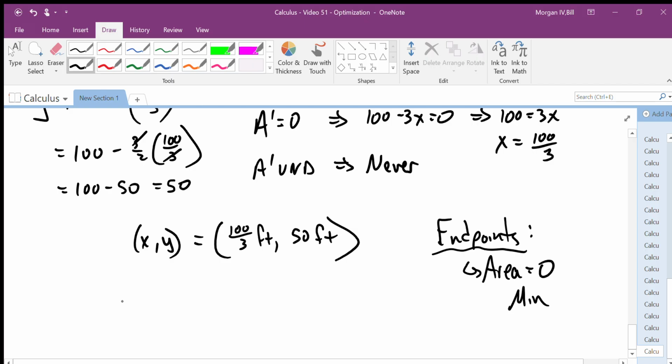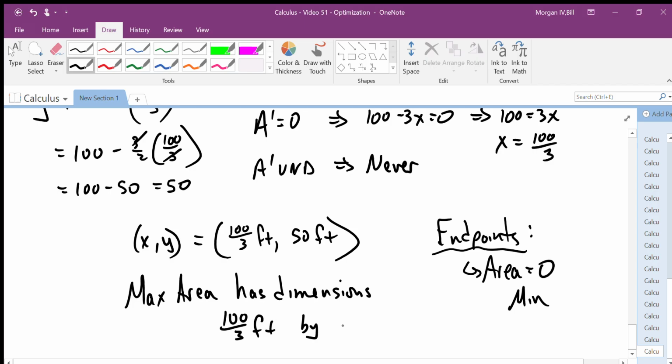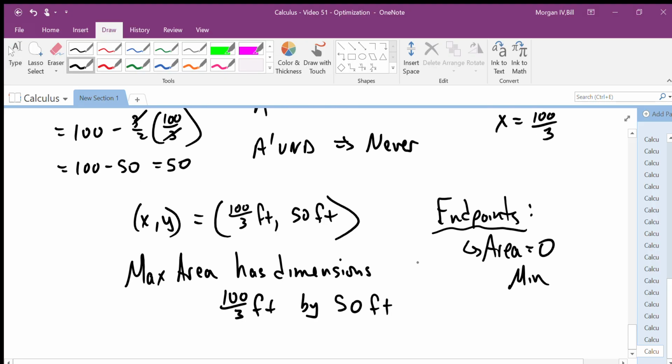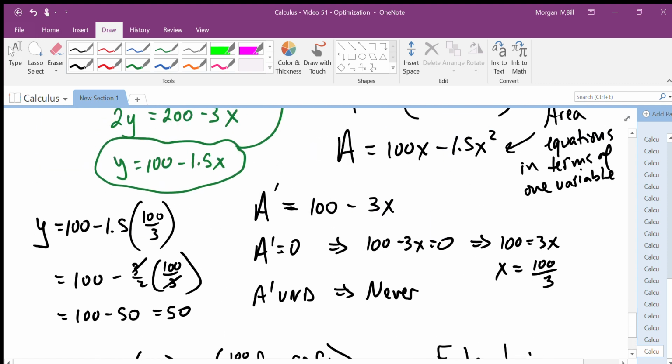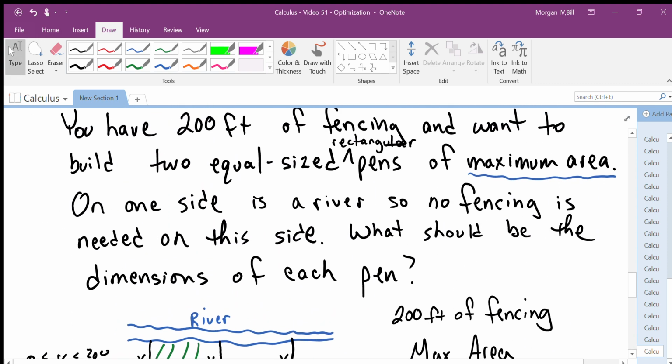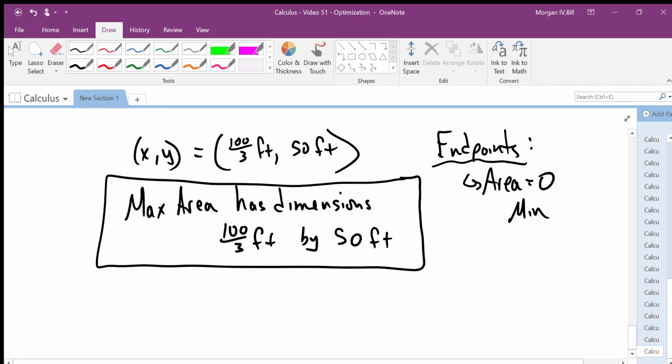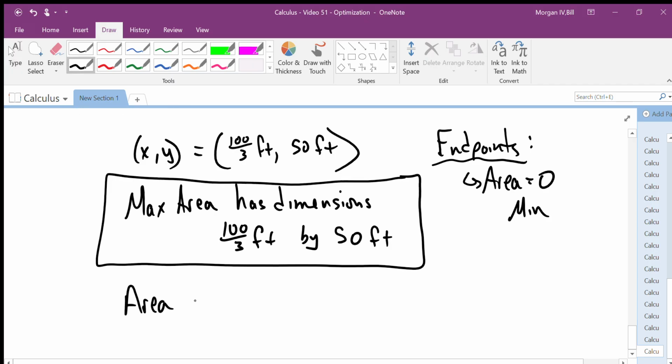The maximum area has dimensions 100/3 feet by 50 feet. I don't think I asked for it, but we could find that maximum area. I think I just asked you for the dimensions of each pen. Okay, that would be the dimensions of each pen. If you multiply those two together, the area of each pen, didn't ask, but might as well find it. Then we could take the area, which we know is x times y.